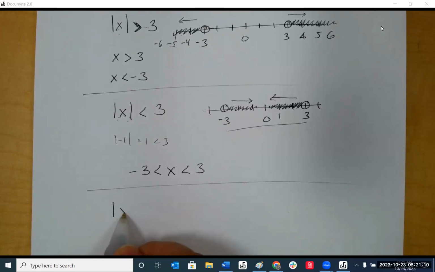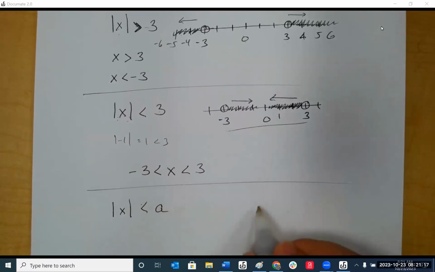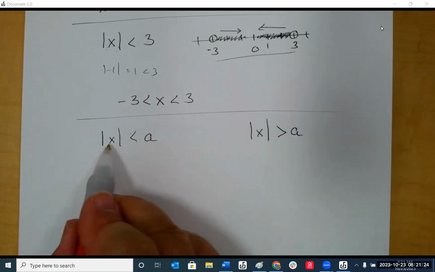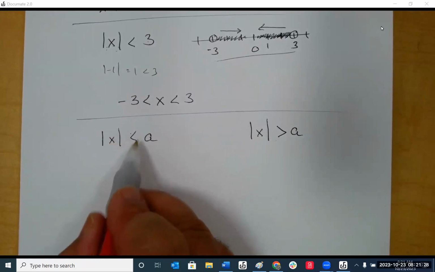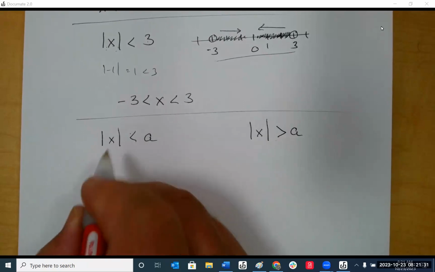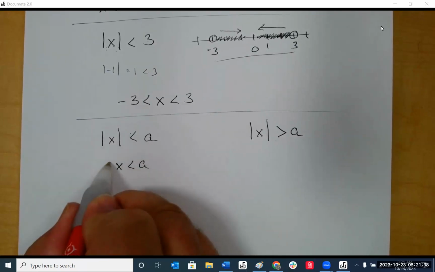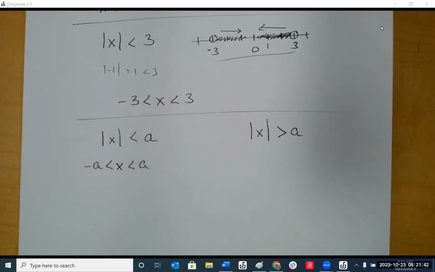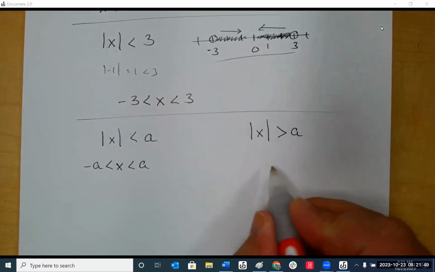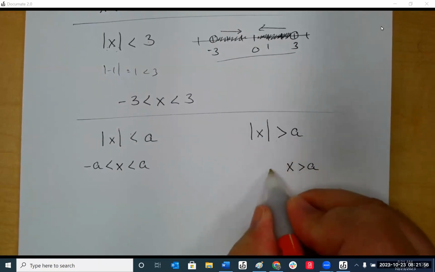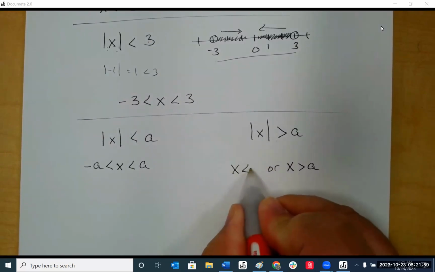So these are the formulas. After we isolate the absolute value, if we have a less than a number, when we drop the absolute value sign, it's going to be less than positive A, but it's going to be greater than negative A. If it's greater than, it's going to be less than the negative.